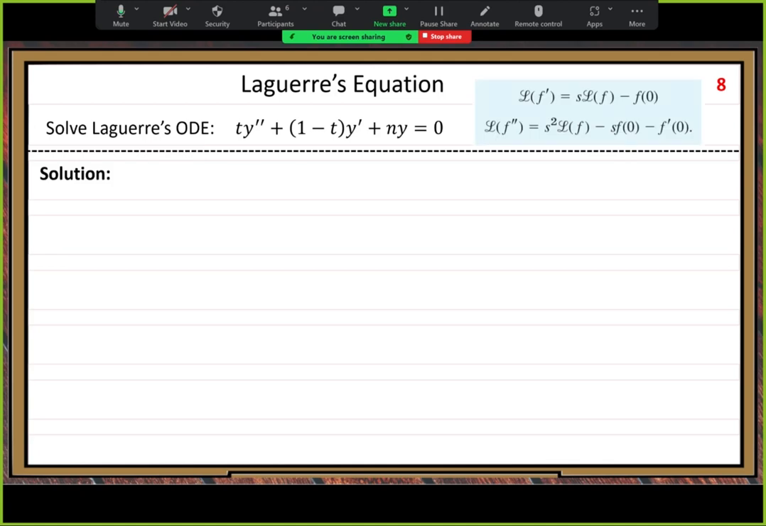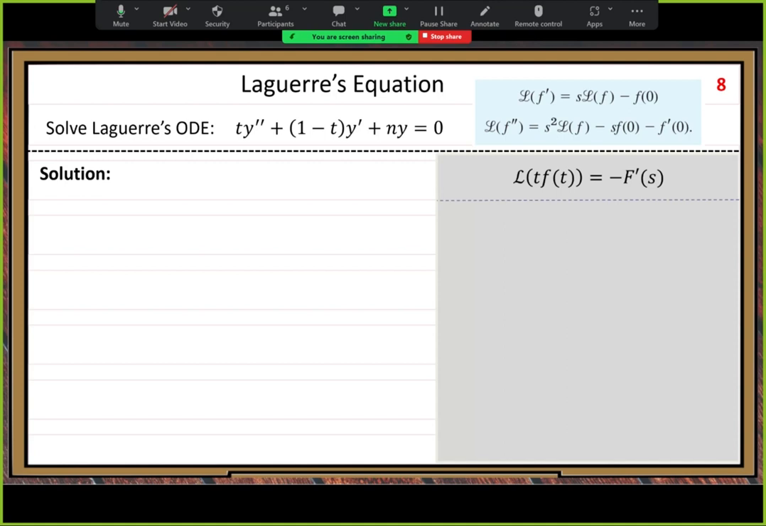All right, so let's look at what special formula. Here, for the first derivative and second derivative, we use these two basic formulas. Then for t multiplication, we need this formula: the Laplace transform of t times f(t) is the derivative on the s side. So then we can calculate the Laplace transform of each term containing t.